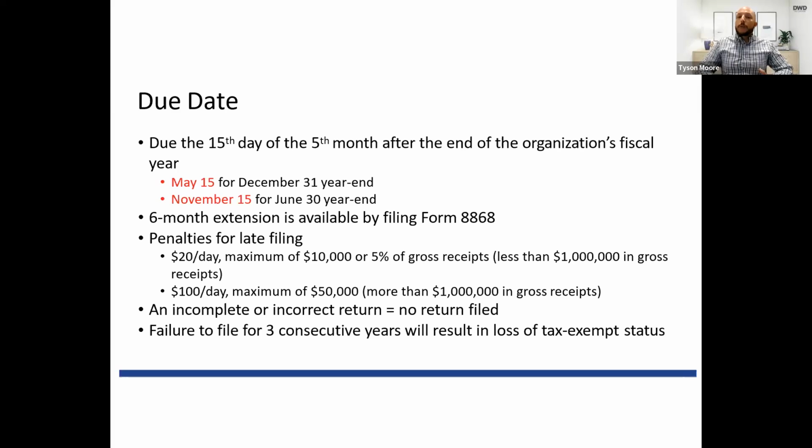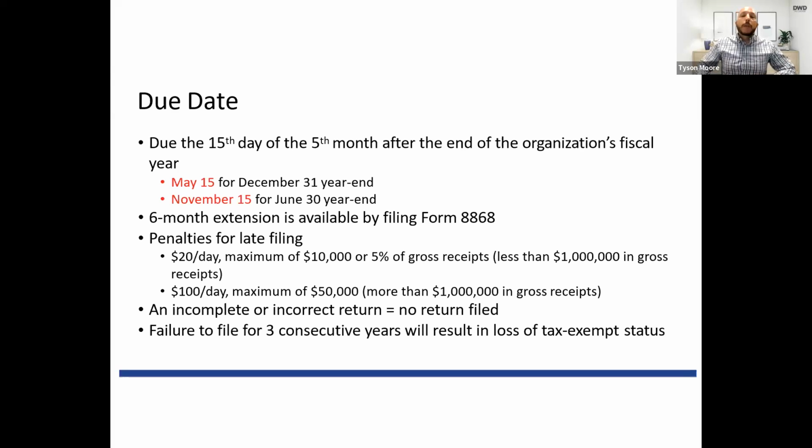If you fail to file your return for 3 consecutive years in a row, you're going to lose your tax exempt status. And we really don't want that to happen. If that does happen, what you're going to have to do is go through the whole reapplication process again with the IRS. And if you've ever been through that, it's a very long, drawn out process. You have to refile Form 1023 or 1024, and you have to pay the related fees again for those forms.